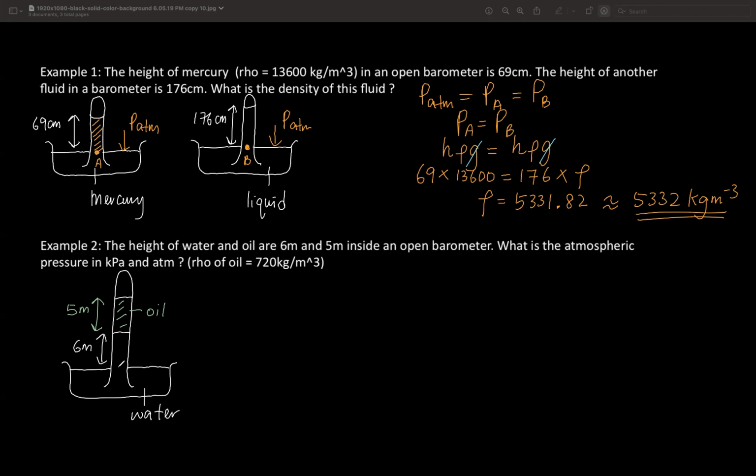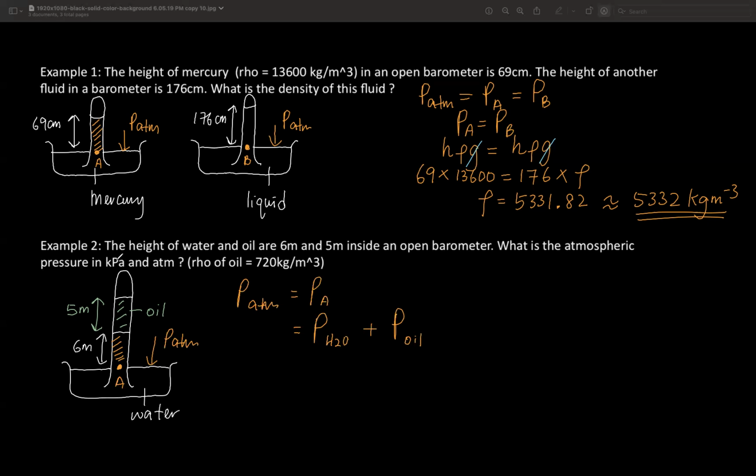So now, same thing, we do the same thing. Point A over here, pressure ATM equals pressure A. But then pressure A, how much pressure is acting on top of it? It is this column of liquid. This is water. Water is pressing on it. So P from H2O plus the P from the oil.